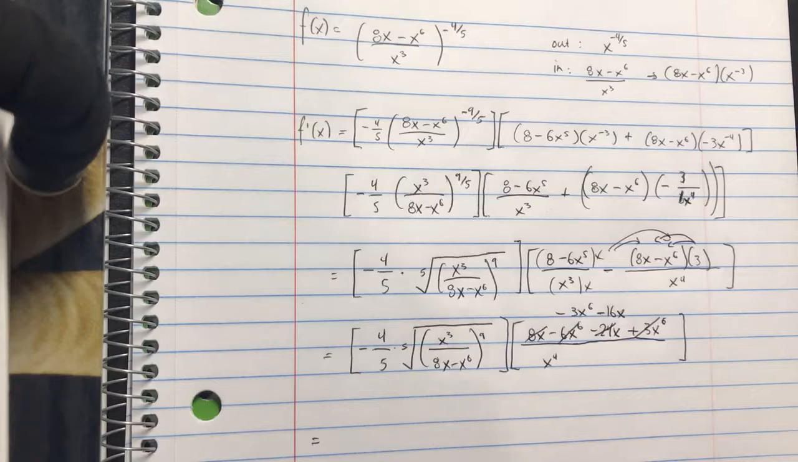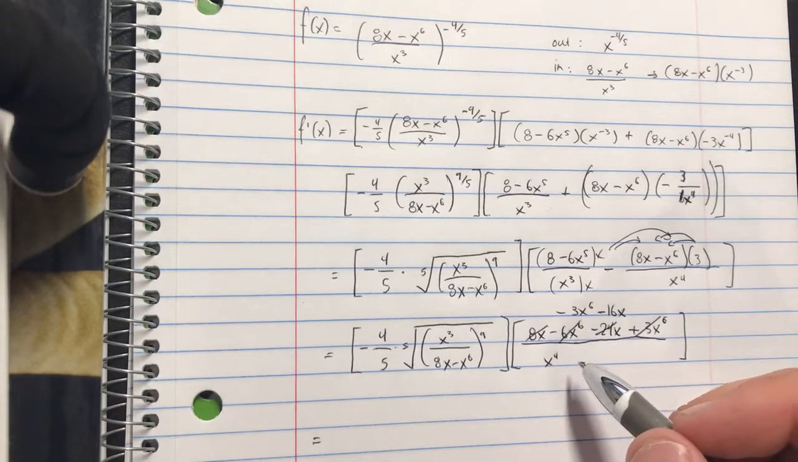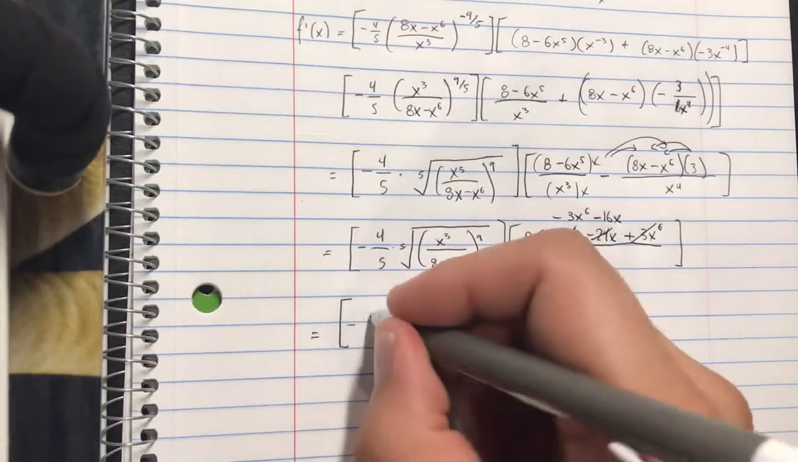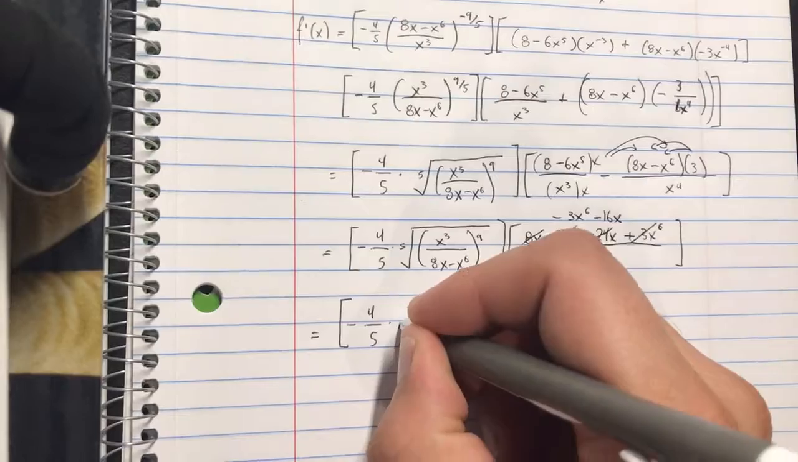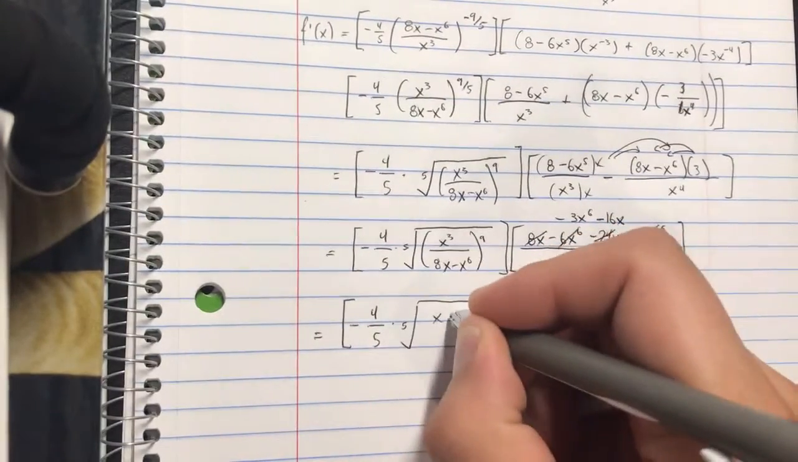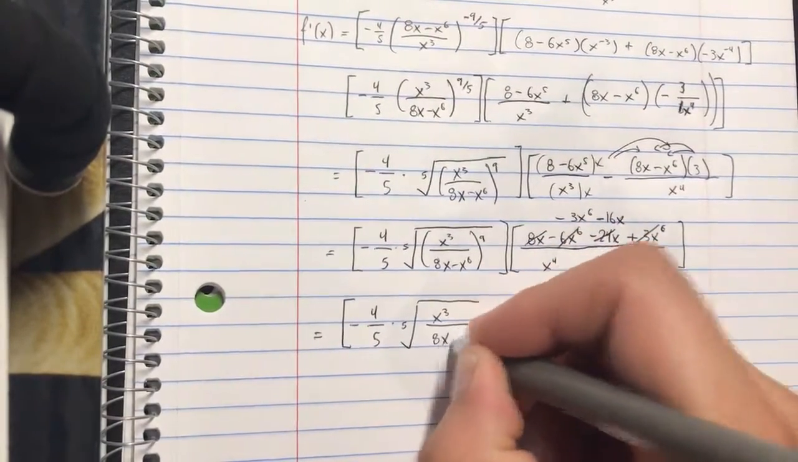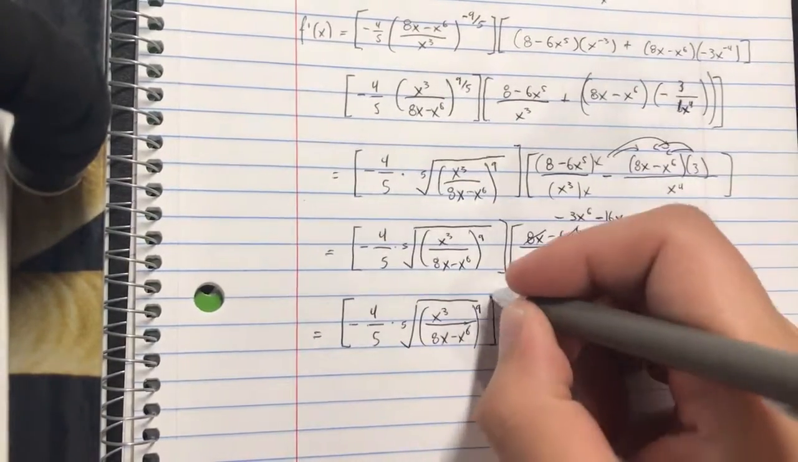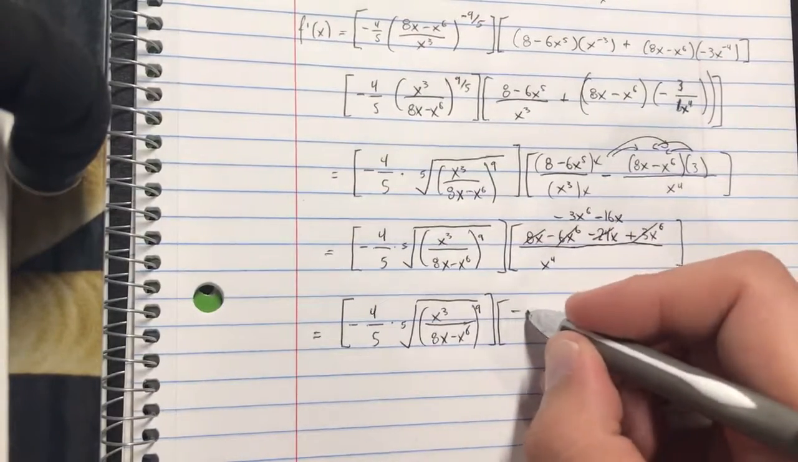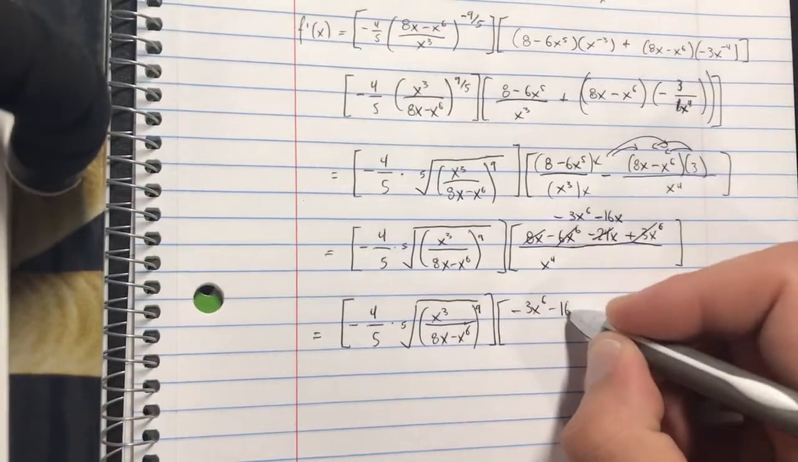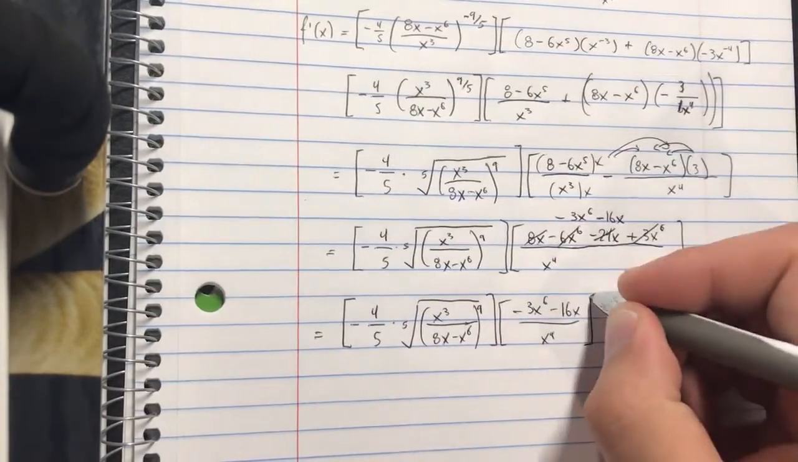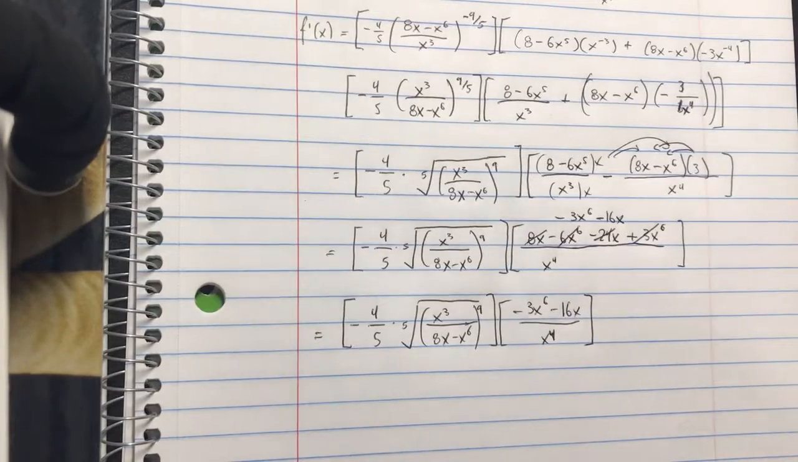And finally, we'll do that at the very end. So we'll go ahead and simplify this, and we have negative 4/5 times the 5th root of x cubed all over this up to the 9th power times negative 3x to the 6th minus 16x all over x to the 4th. Great. So now what we have to do is try to combine these.